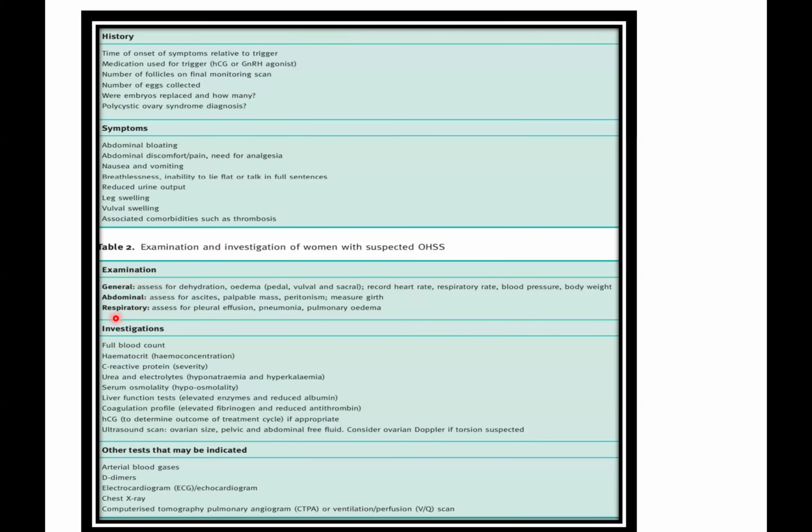Everything is okay. Investigations, the routine ones, which we have to do, the simple ones: full blood count, hematocrit, C-reactive protein. Now, what is missing here? Urea and electrolytes, and LFT, KFT, we have to do. Coagulation profile, we have to do. Ultrasound scan was done. Other tests will be done if the patient is complaining of breathlessness, leg pain and all. These are not done routinely. Okay, so just try. We are going to do these tests routinely.